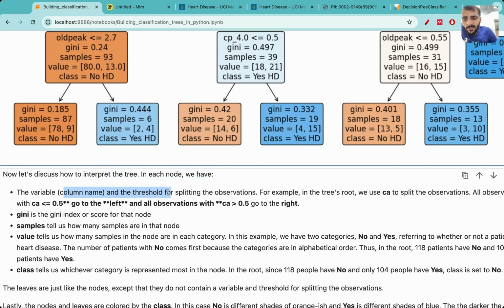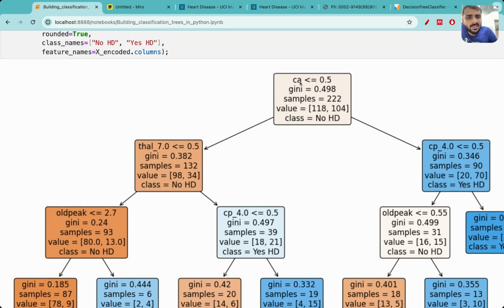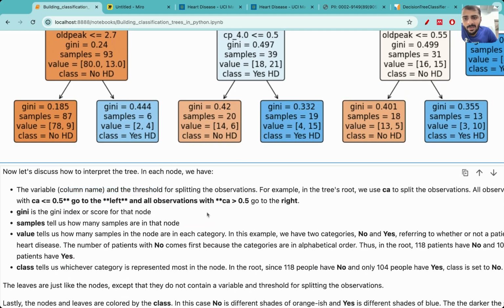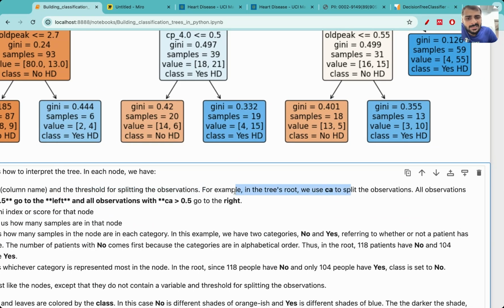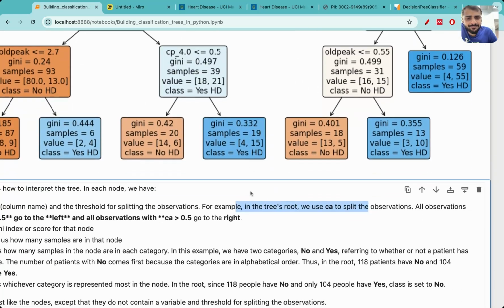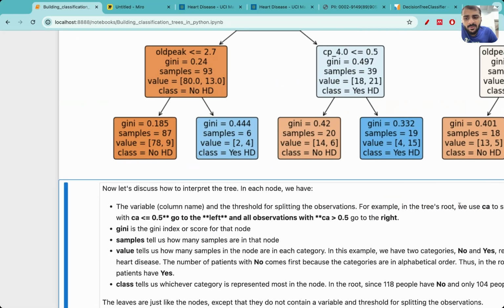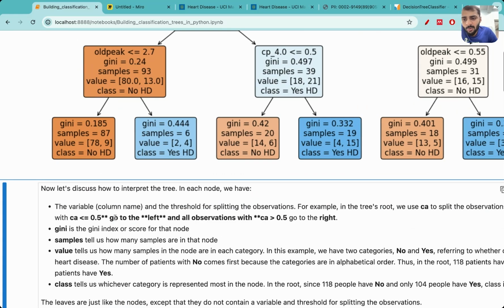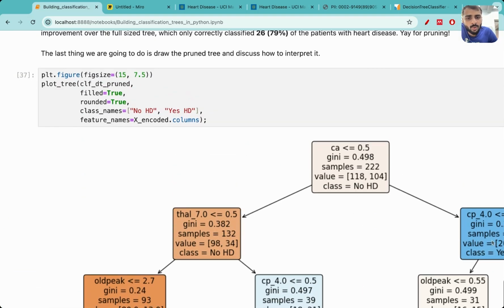In each node there is the variable, such as here there is the CA value, and the threshold for splitting the observation. For example, in the tree's root, we use CA to split the observation right here. All observations with CA less than or equal to 0.5 go to the left, and all observations with CA greater than 0.5 go to the right.